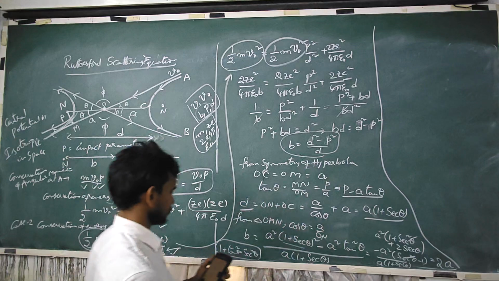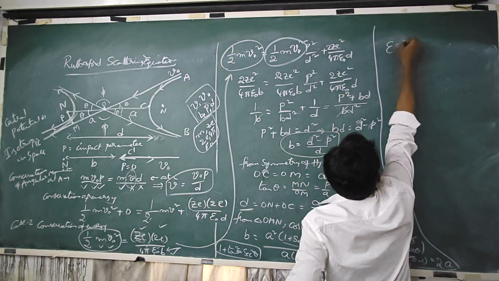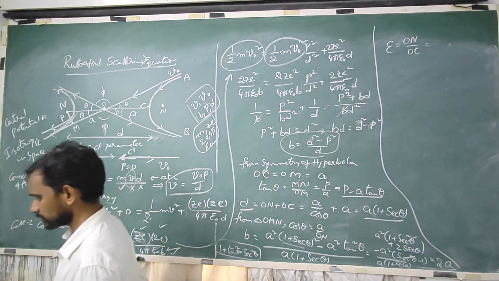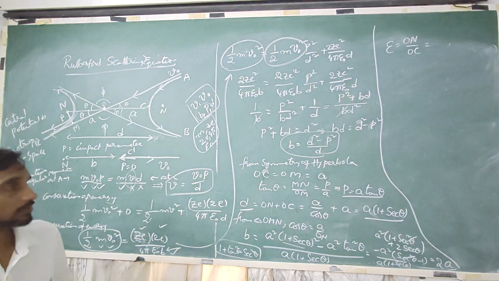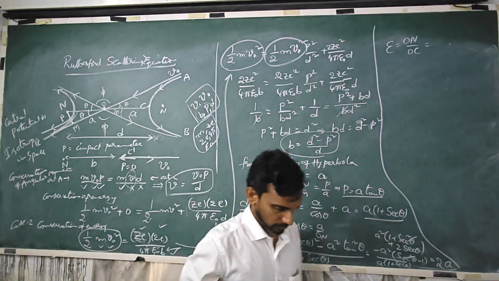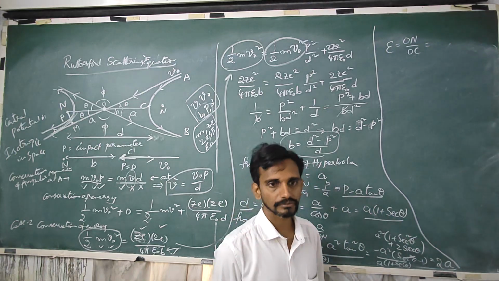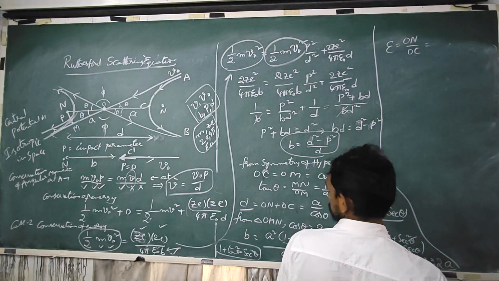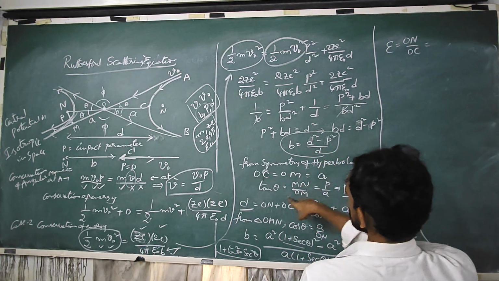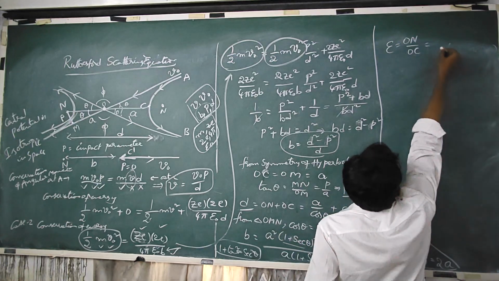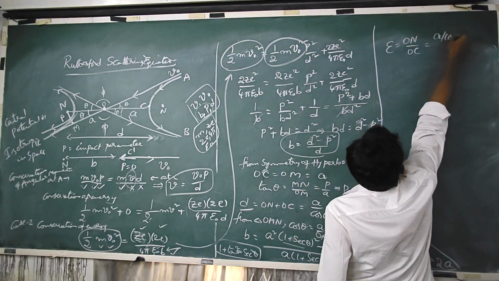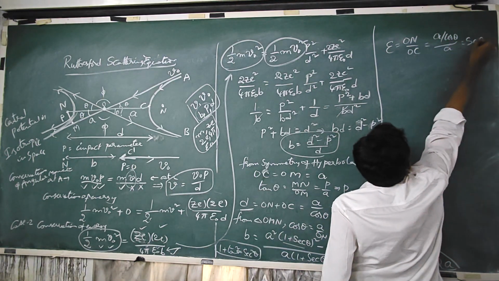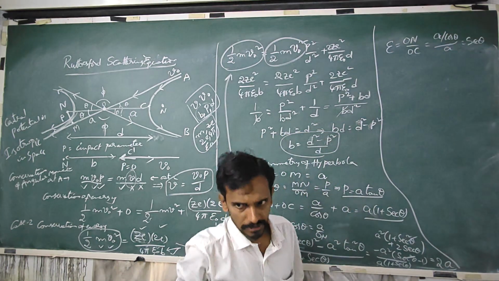Here I am defining eccentricity as ON by OC. Distance to the nucleus by distance to the hyperbola is the eccentricity. So that is given by, ON is what? ON is a by cos theta. So a by cos theta by a, which is secant theta. So eccentricity is secant theta.